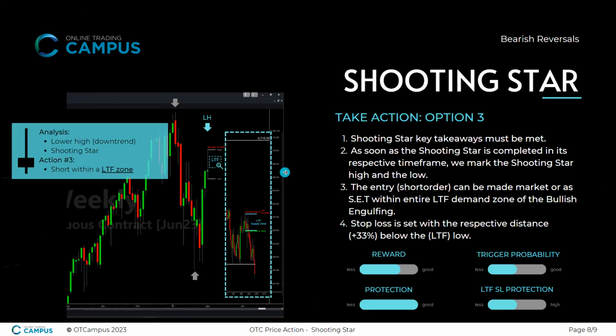But now this is tricky. The entry, our short order, can be made market or a set within the entire lower time frame. Wait, give me a second.